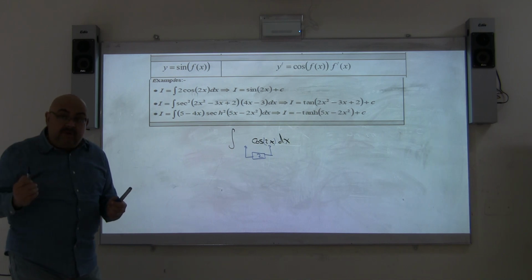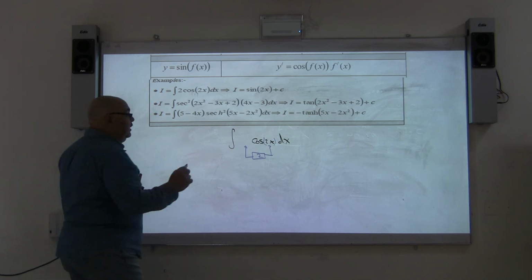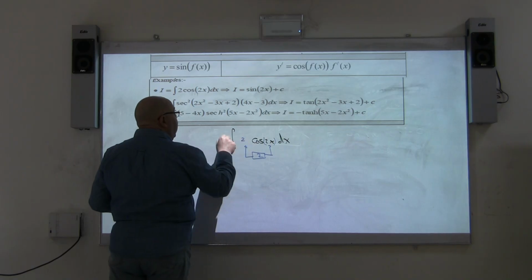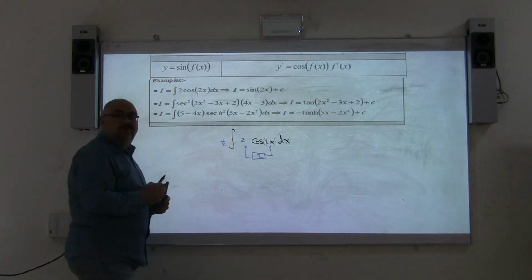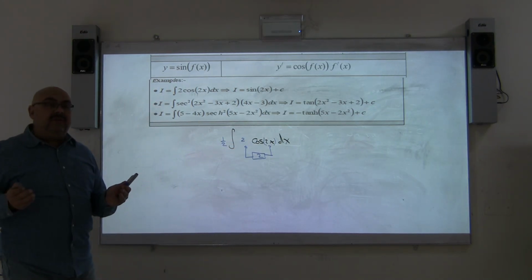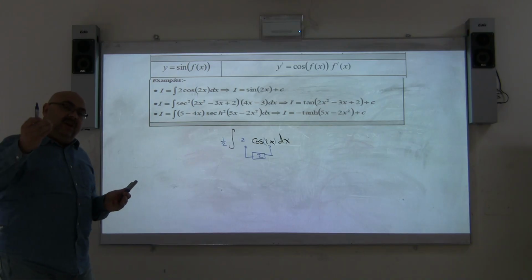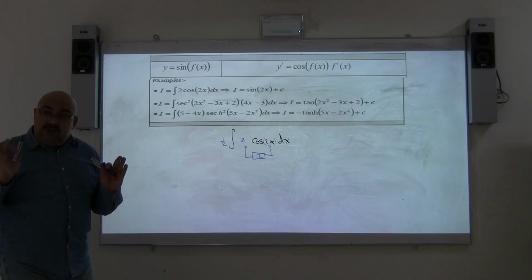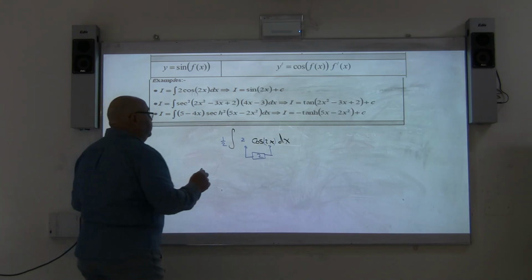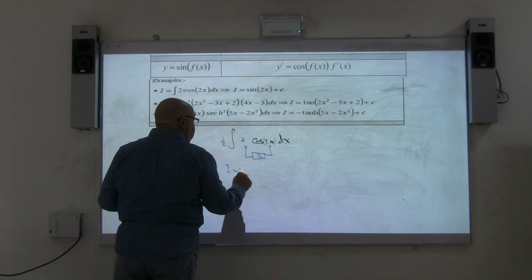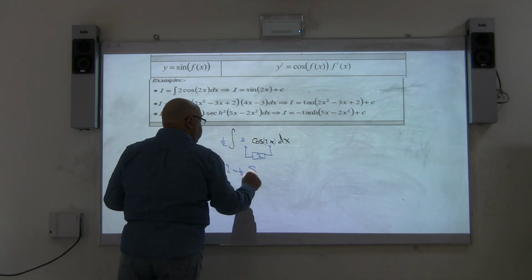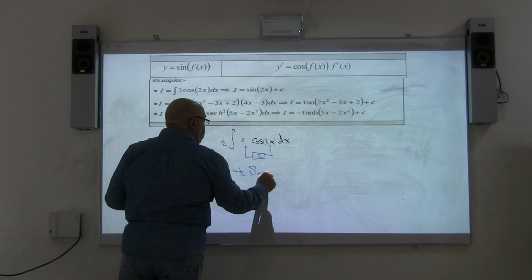How to do it? All I have to do is multiply by 2 and then divide by 2. In this manner, I didn't do anything. The number that I multiplied, I then divided by, so they will cancel each other. But I already found the condition of the law. Then simply I is going to be half the integral of 2 cosine 2x, which is going to be sine 2x over 2.